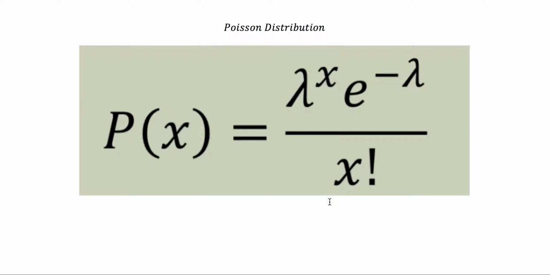So lambda is the mean, and x is the random variable that you're interested in. To make sense of this, let's do some examples. Let's say that on average you get ace king 6 times an hour. You know this because you maybe checked how many times you get ace king in 10 hours.